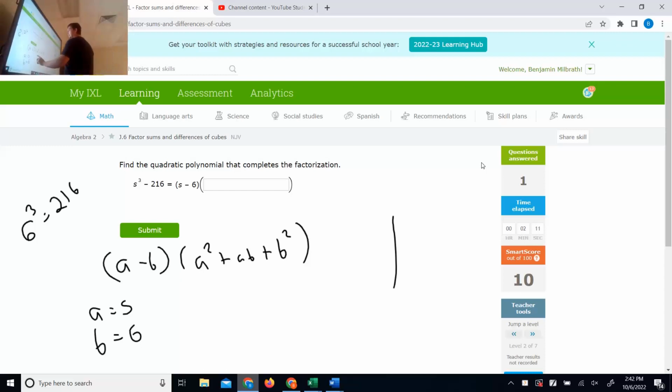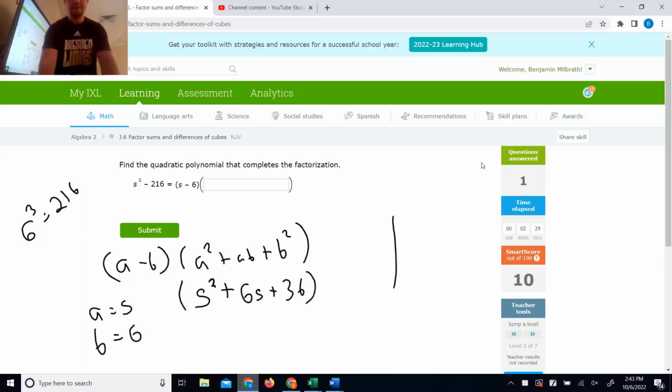I'm going to take the letter s and square it. I'm going to add to that the product of s and 6, which is just 6s. And then I'm going to take that 6 and square it and get 36. S squared plus 6s plus 36.